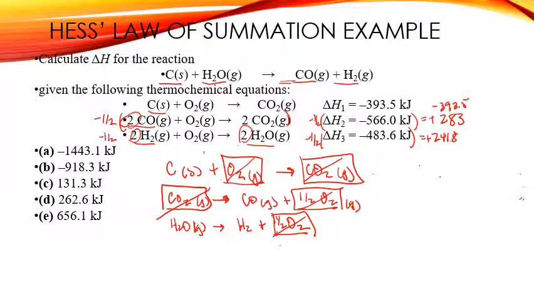So we have everything balancing out from a stoichiometry standpoint, and now all we have to do is add our numbers together to figure this out. So negative 393.5 and 283, that'll be negative 110. Negative 110 plus the 241 should give me 131.3. So C would be my correct answer.